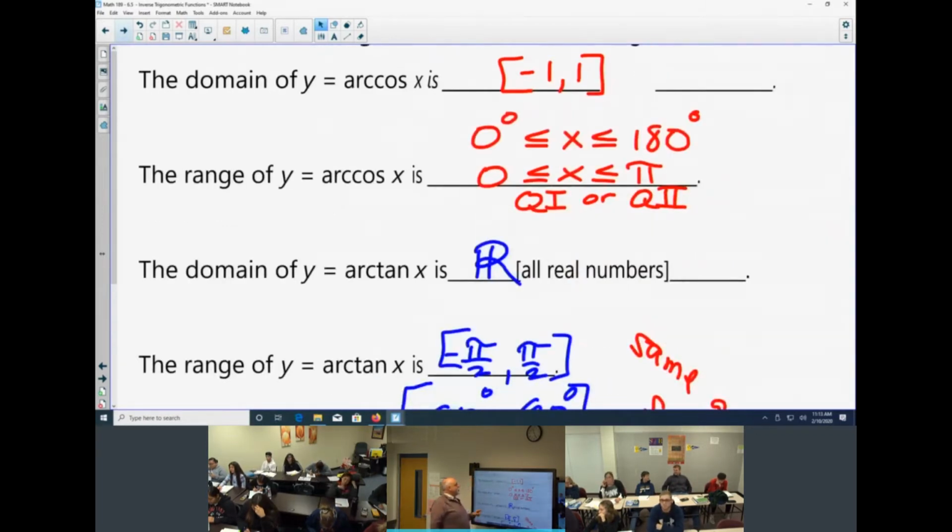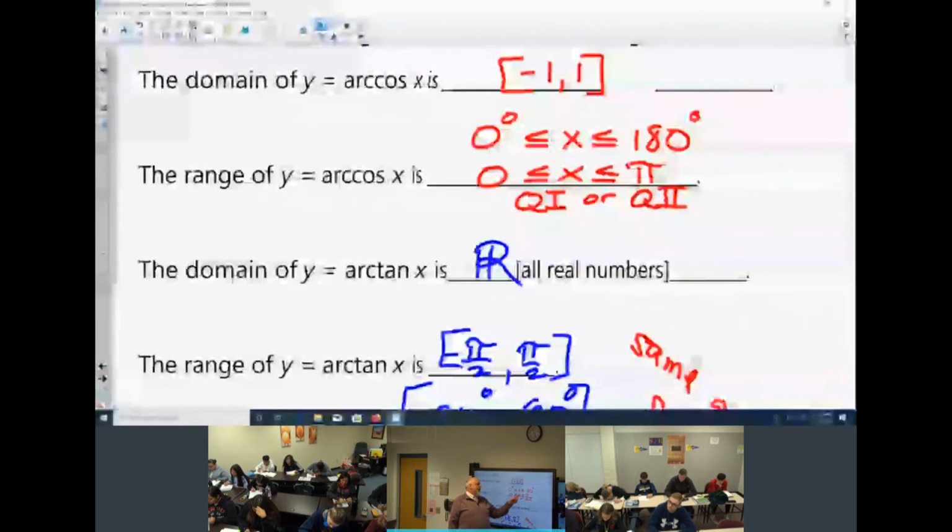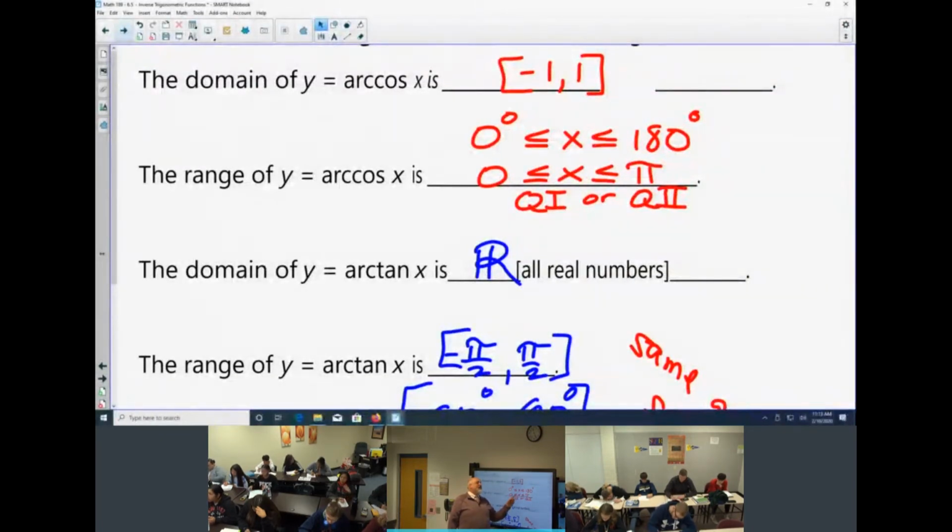Okay, the domain of the arc cosine is also -1 to 1. The range of the arc cosine is 0 to 180, or 0 to pi, or quadrant 1 and 2. So that's different.